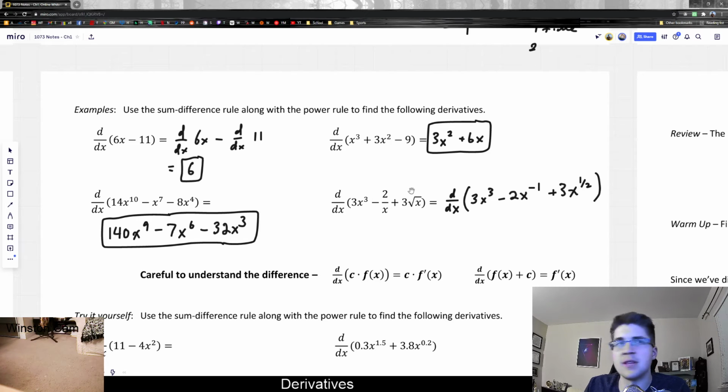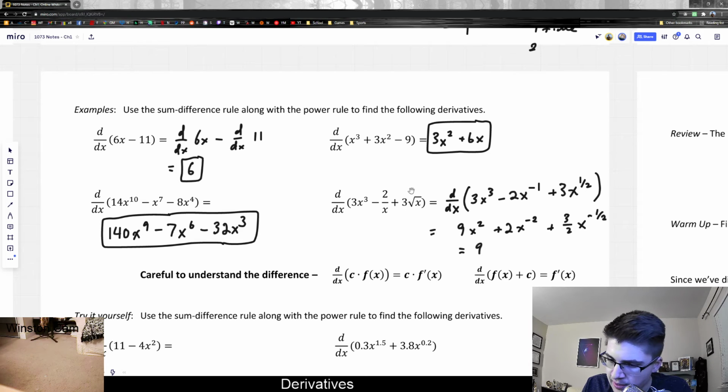And now that I've rewritten those as power functions, it is much easier to take the derivative just by using the power rule. So I would have 9x squared plus 2x to the minus 2 plus 3/2 x to the negative 1/2. So in each case, I'm dropping the power, multiplying by the coefficient, and then subtracting 1 from the exponent afterwards. Or again, rewriting this more normally, 9x squared plus 2 divided by x squared plus 3 divided by 2 root x. And in each case, I would have my respective derivative.